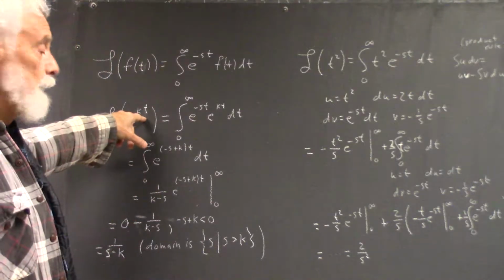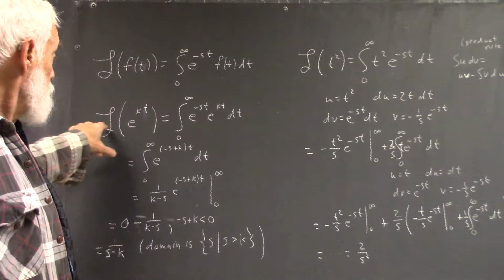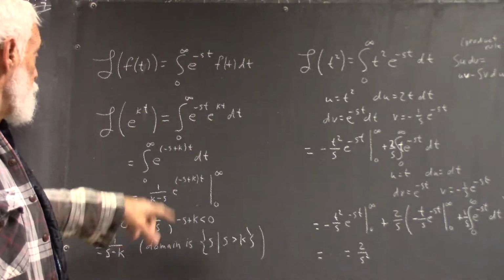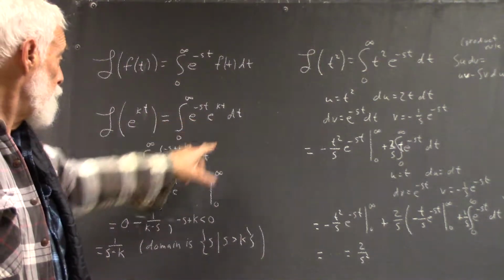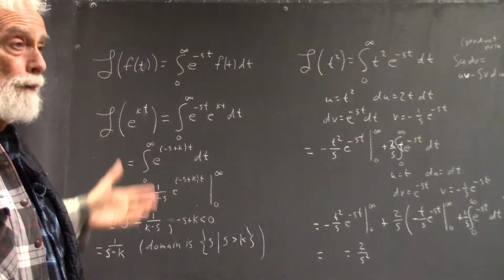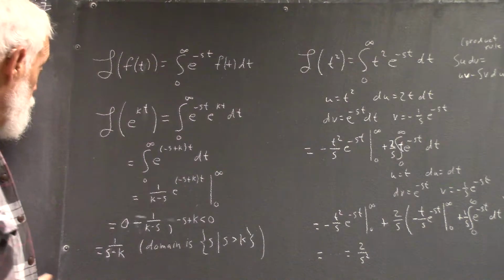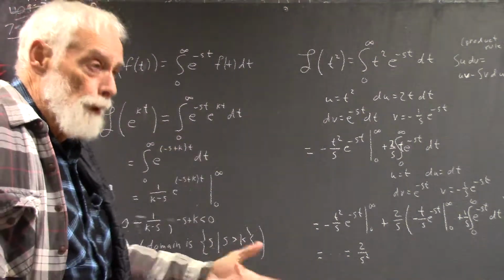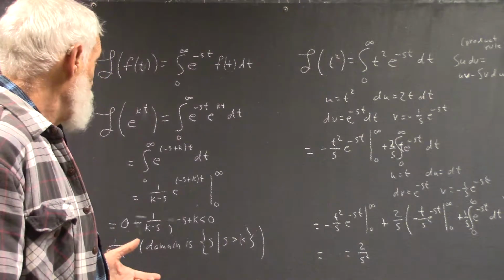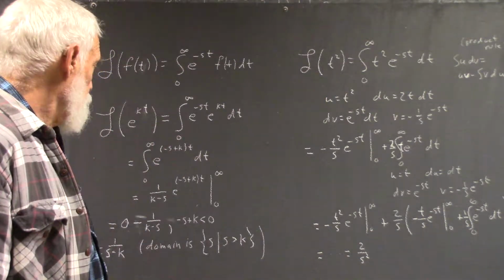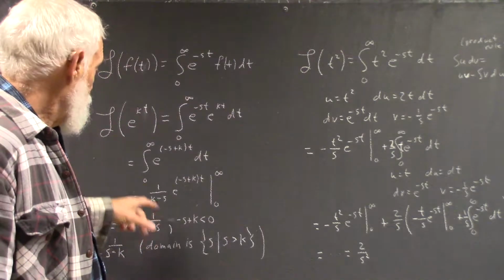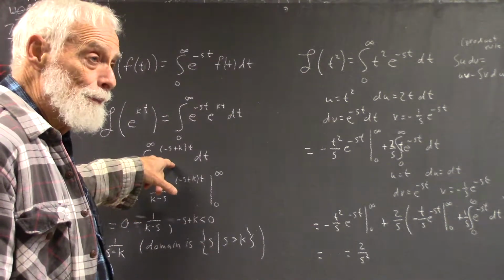So the Laplace transform of e to the kt, you get a simple integral here, okay? And you simplify this to this form. This is all very straightforward, everybody got this, okay? And if you have to write out the u substitution, that's fine. But if you're used to integrating exponentials, you just know that the antiderivative is going to be a multiple of this.